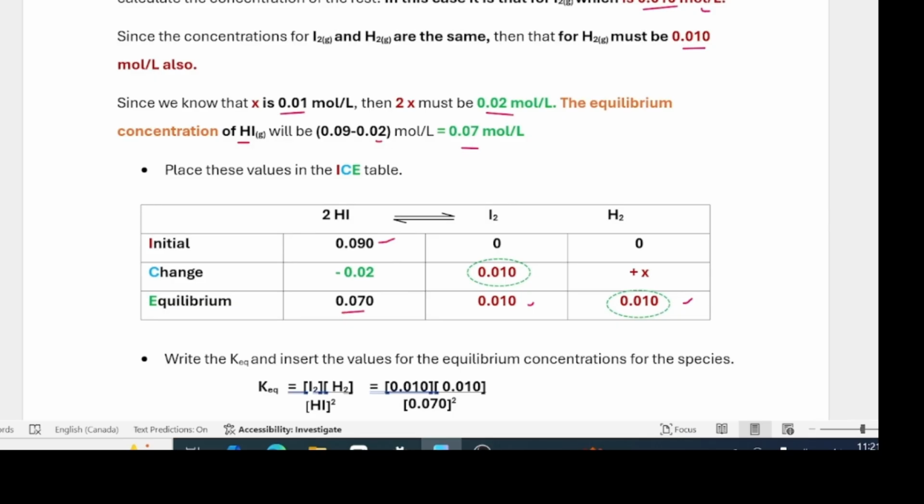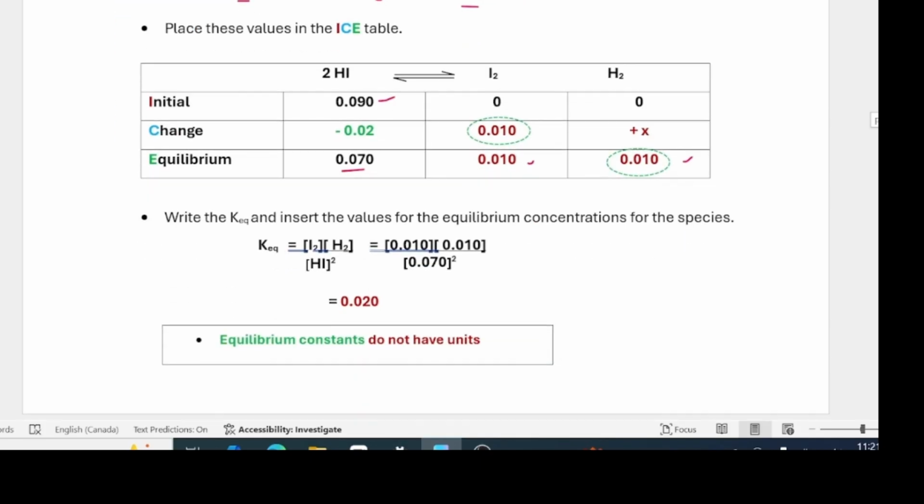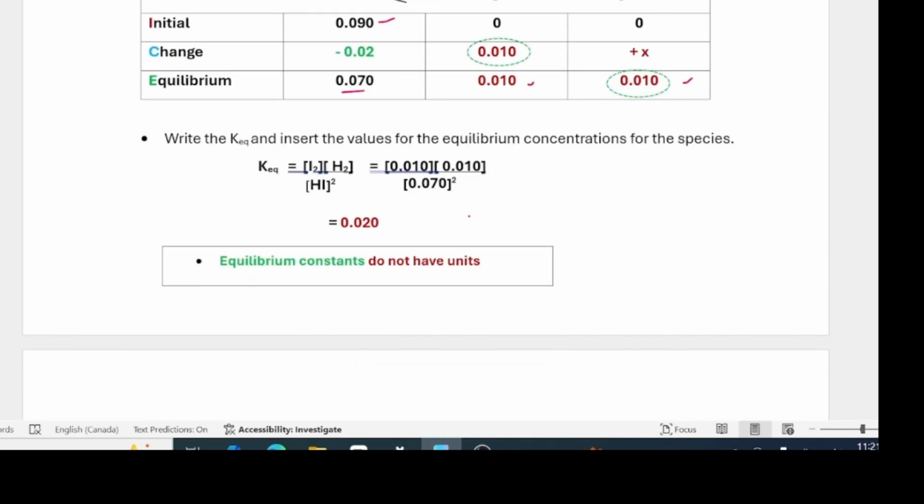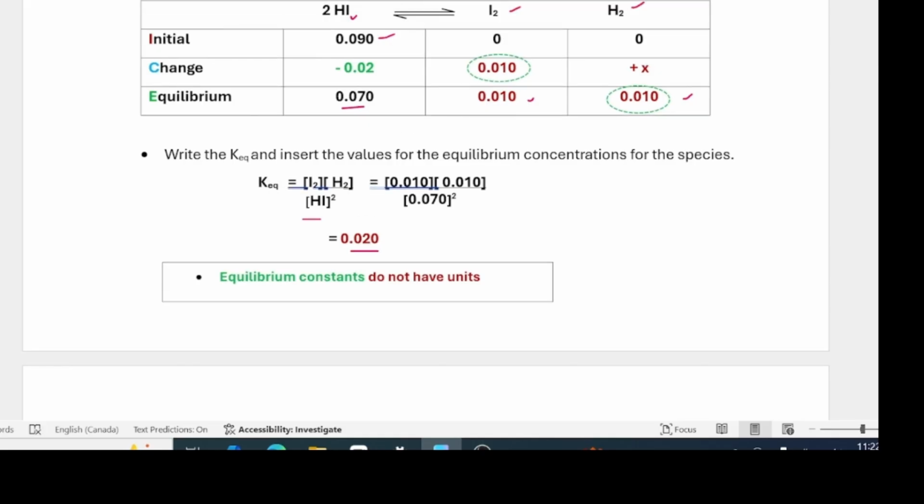Now we know all the equilibrium concentrations. We establish our K expression, which is equal to the concentration of that times the concentration of that divided by the concentration of this to the exponent 2. And when you do the math, it all turns out to be equal to 0.020. You can repeat the video to get a more profound understanding of how that is done.